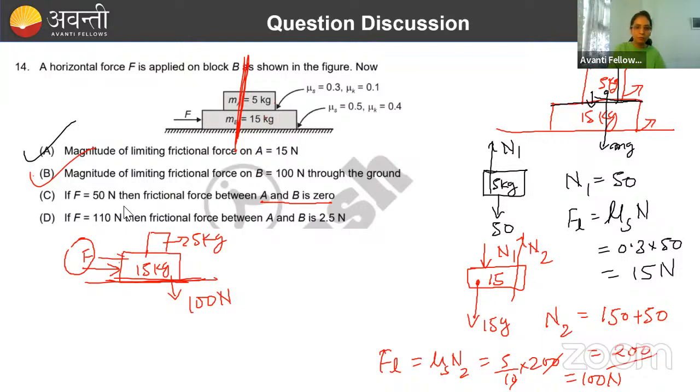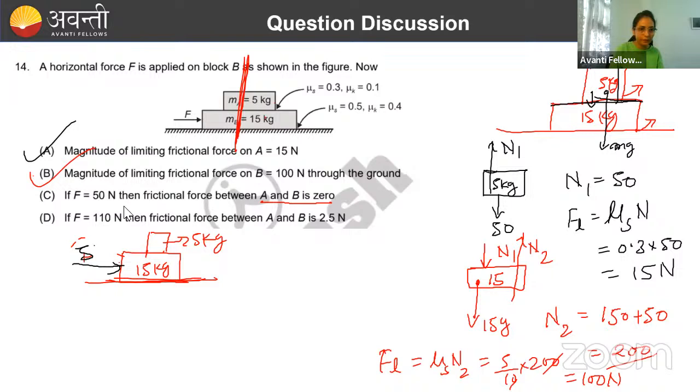And if this is not moving, the 5 kg body on it will also be at rest. So if it is at rest, the whole system is at rest. It means the friction force between A and B will be 0. Why? Just try to see it more carefully, okay? What is the external force acting?